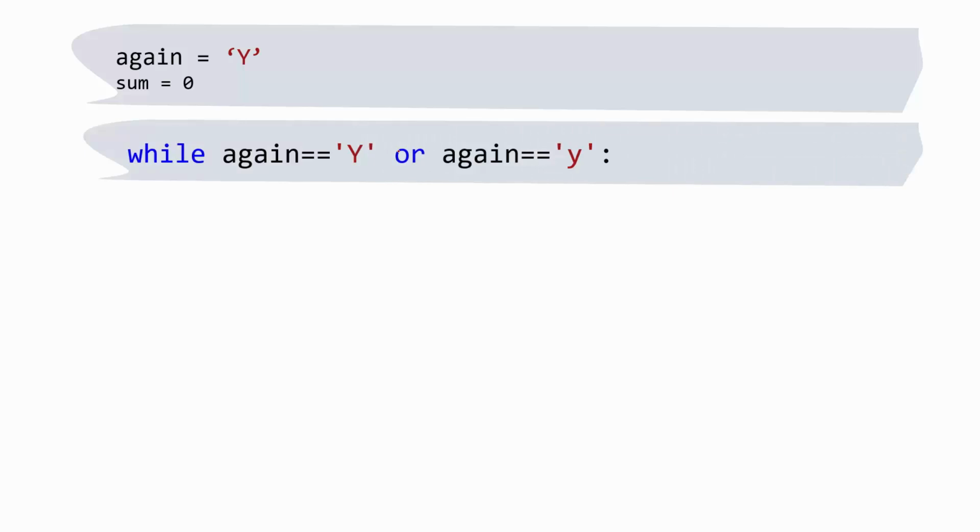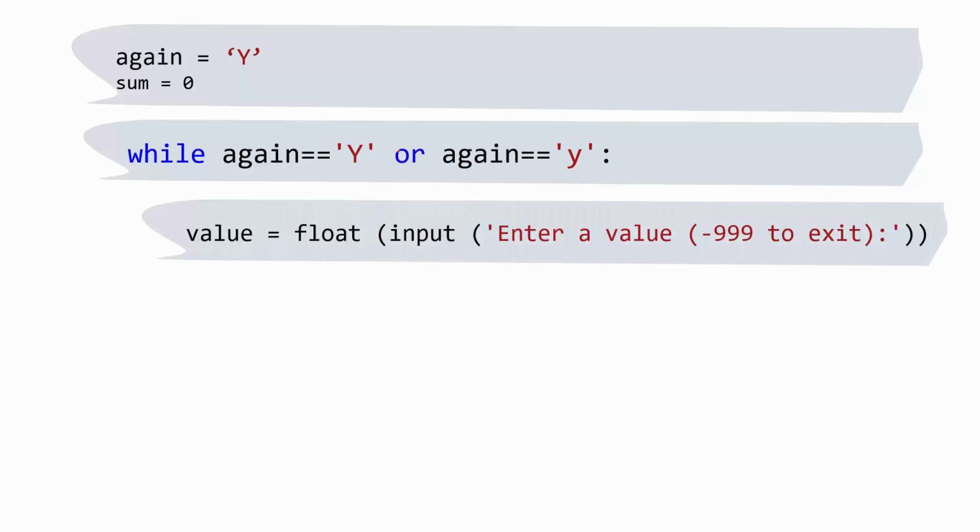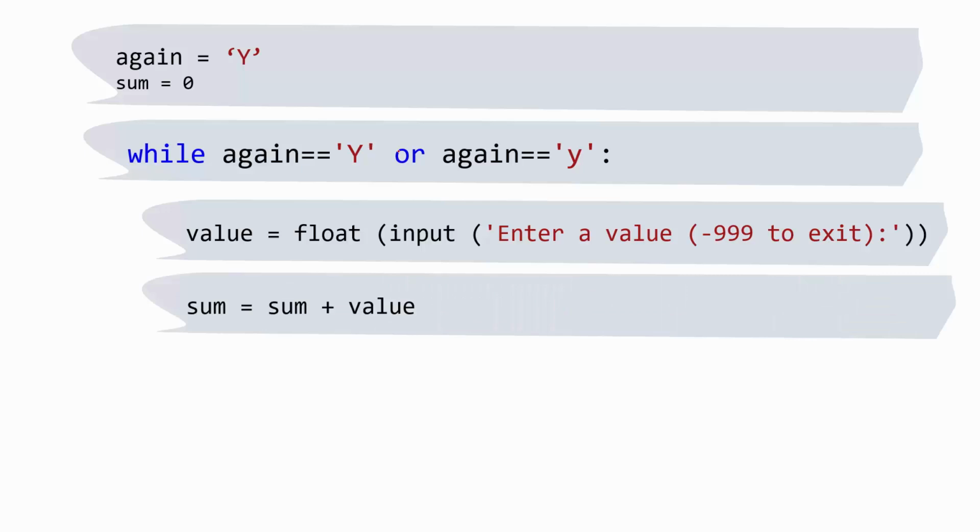While again is equal to capital Y or again is equal to small y. Why do we do this? In case you input capital or small y, the loop remains true. We will see this in code. Take one value, use it, increment counter, find minimum, max, whatever you want to do.